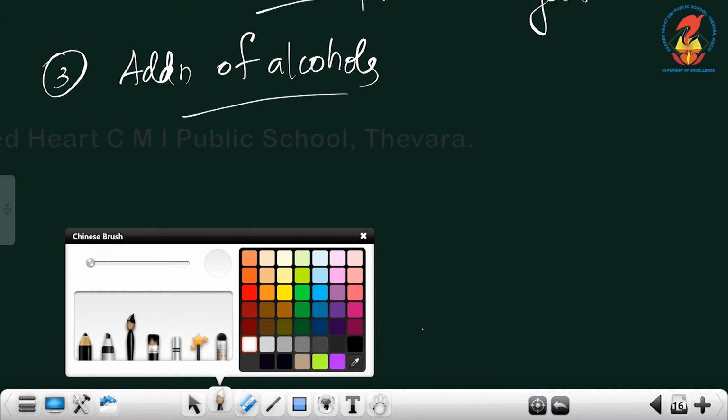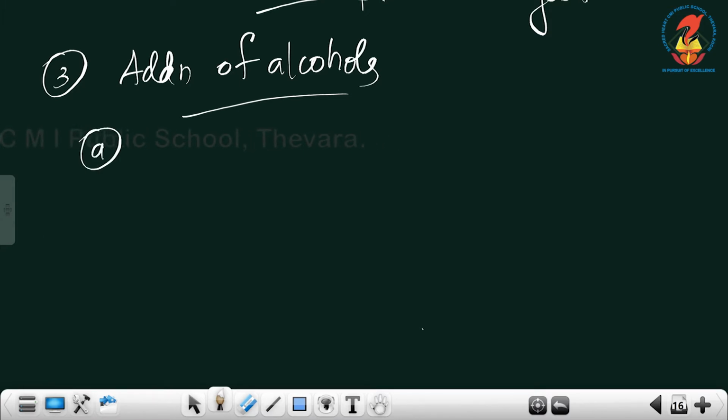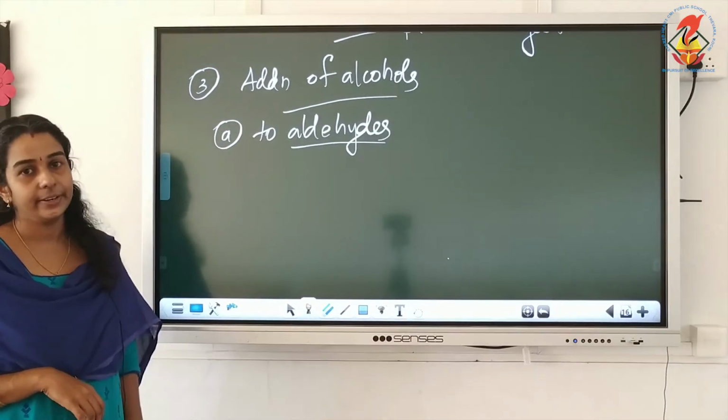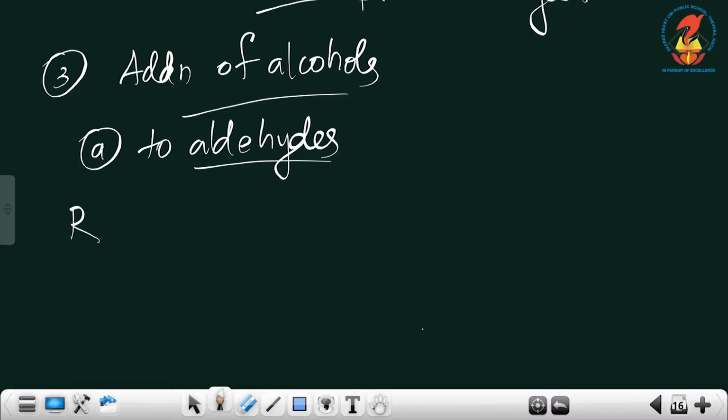Here, first we will see the addition of alcohols to aldehydes. Addition of alcohols to aldehyde. We can see the general reaction first. How can we represent an aldehyde generally? R C double bond O H, isn't it? On reaction with alcohol. How can we represent an alcohol? Generally, to distinguish between this alkyl group and this alkyl group, here I am giving R dash OH.